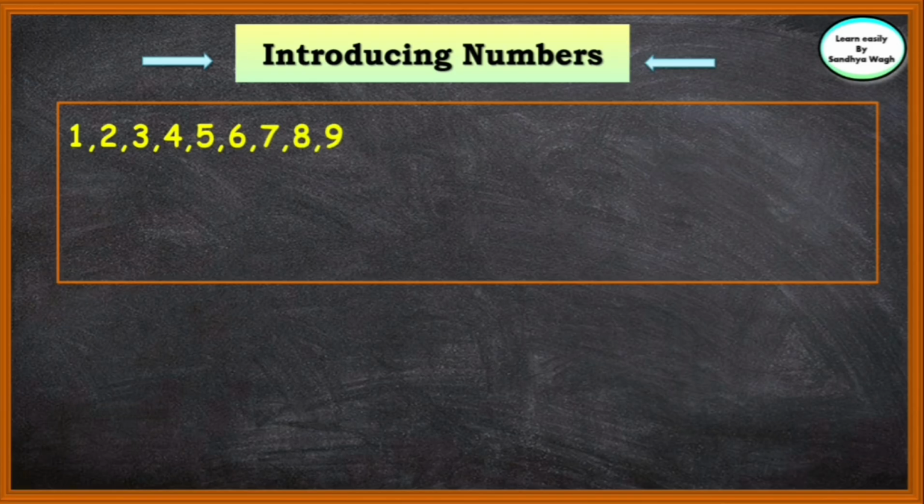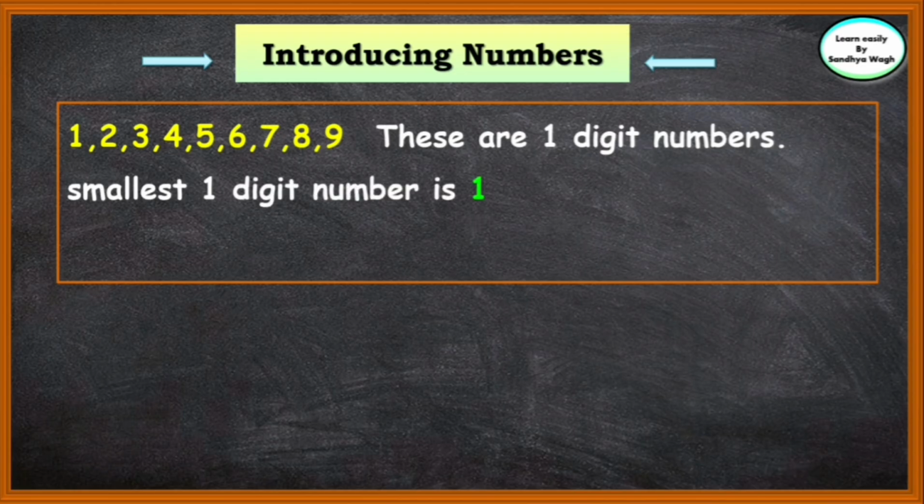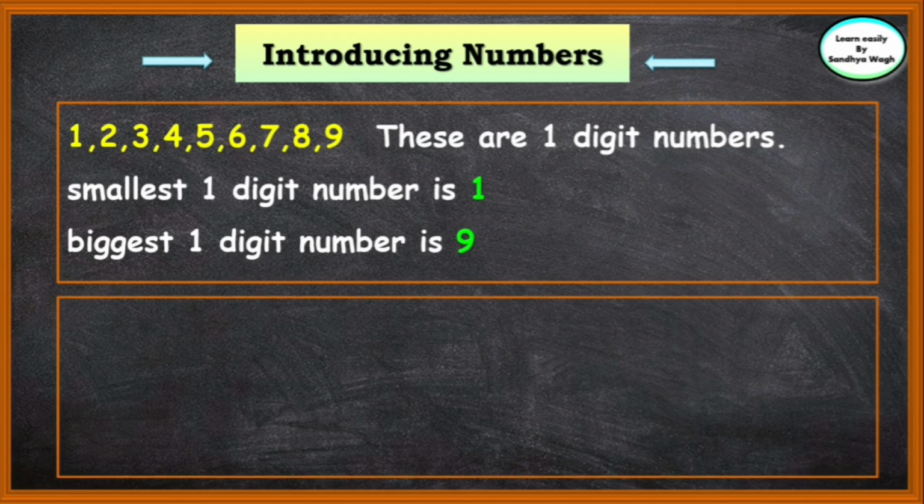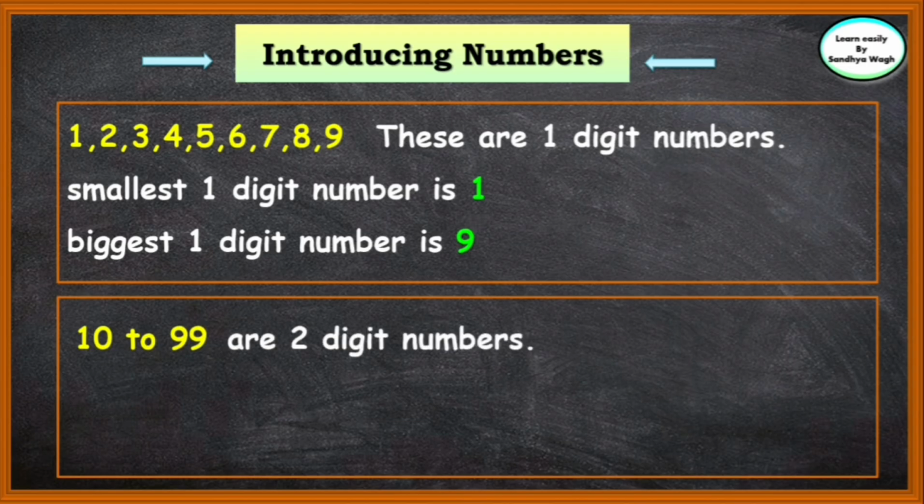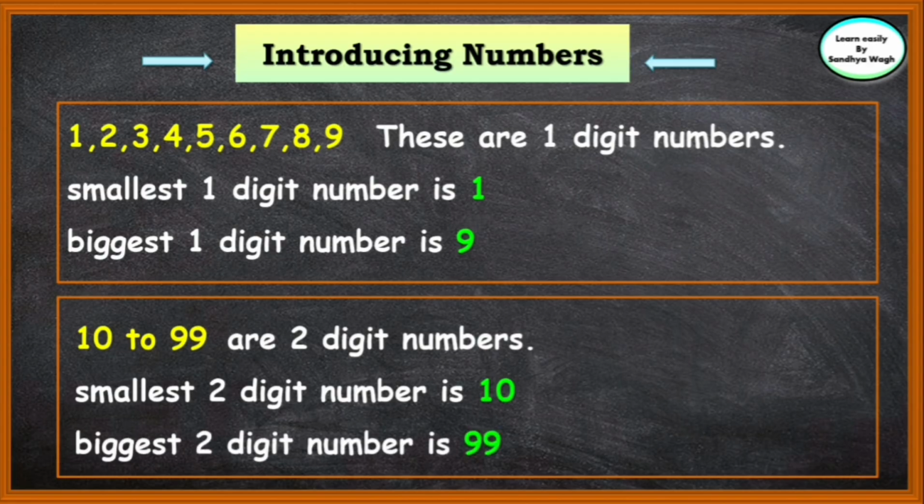Children, 1, 2, 3, 4, 5, 6, 7, 8 and 9. These are one digit numbers. The smallest one digit number is 1 and the biggest one digit number is 9. Numbers 10 to 99, these are two digit numbers. The smallest two digit number is 10. The biggest two digit number is 99.